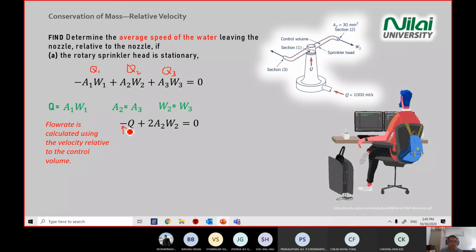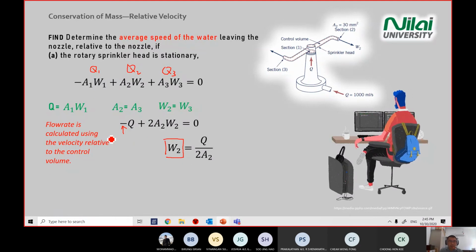Again, be careful to carry forward your negative sign when you write your answer. I've seen some students who know how to do it, but when they carry forward the answer, they sometimes forget the sign. Then at the end, they get some very weird answer. Then you rearrange, because we're interested to find the velocity coming out from the head here. So W2 equals Q divided by 2A section 2.